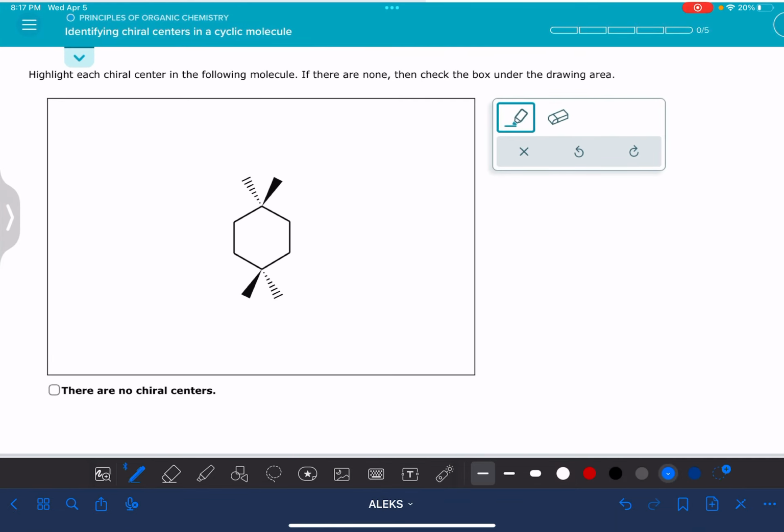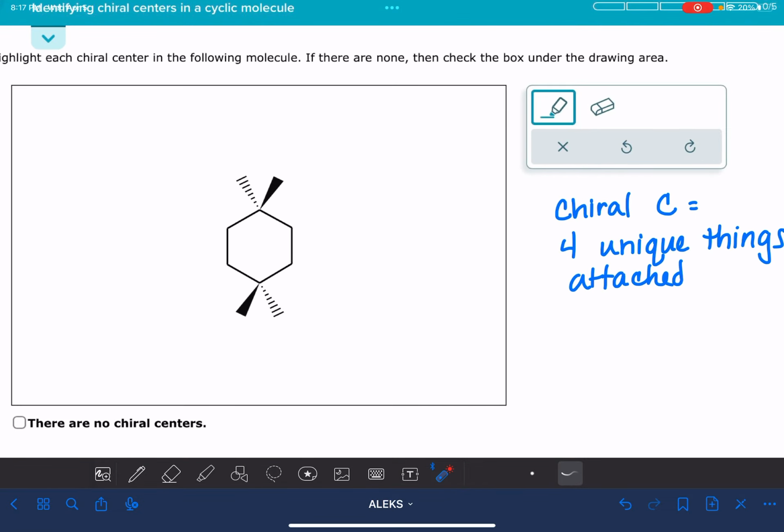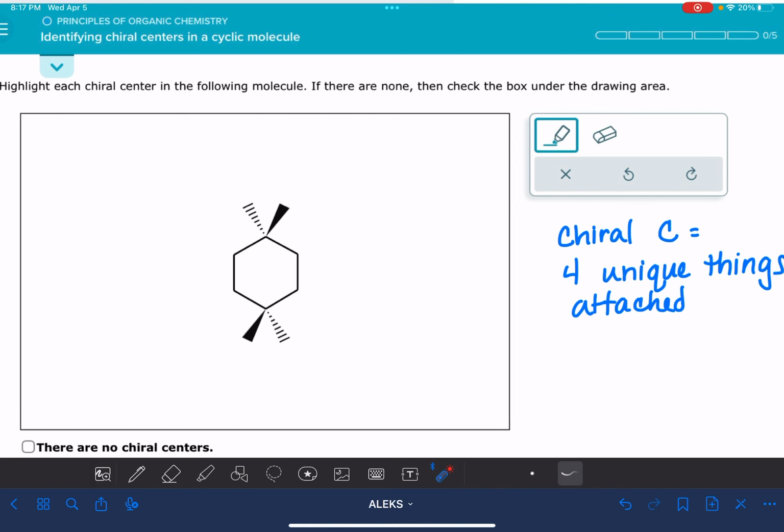So how do we find our carbon atoms that are chiral? A chiral carbon has 4 unique things attached to it. And so that means we need to go through this line structure carbon by carbon, evaluate all of them, and see if any one of them has 4 unique things. I'm going to start by highlighting all of our carbon atoms and find all of them. We want to make sure we don't leave any of them out.